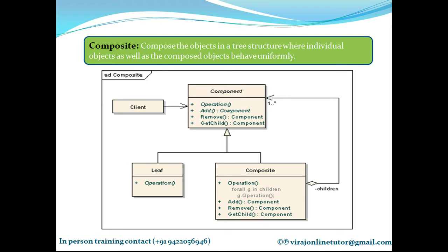So typically the class diagram looks like this: you identify the scalar or the primitive classes. So in this diagram, which is the primitive class? Leaf is the primitive class. And you also identify a vector or a container class. So which is the container class here? Composite class. Then you create an interface that can make all the concrete classes interchangeable. Now which is the interface here? Component class.